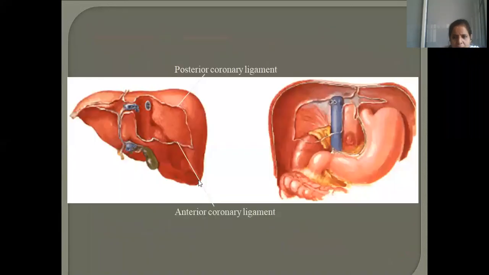Now see, this is the posterior view. Whole peritoneum has covered the liver. This is coronary actually. You can call it superior layer or inferior. You can also use the words anterior coronary and posterior coronary. In between you are finding an area which is not covered with peritoneum. This is what is called bare area. Okay, bare area.